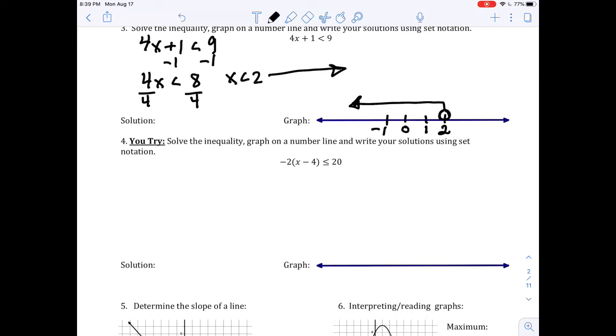All right, let's try the next one. So we're going to distribute, because remember we're solving for x. So that's going to be -2x plus 8 less than or equal to 20. So we're multiplying the -2 times the x, and when we multiply the -2 times the -4, the result is a positive 8. Subtract 8.